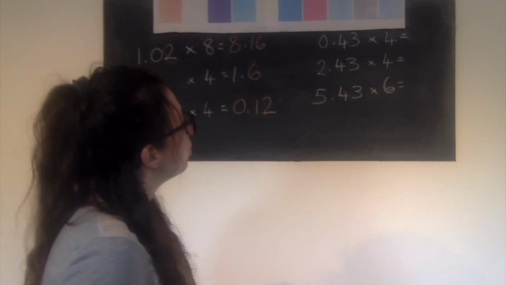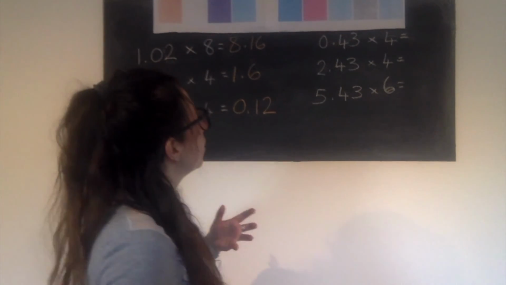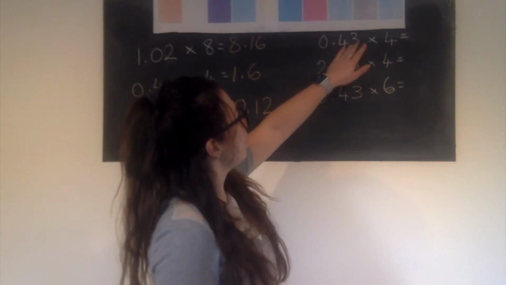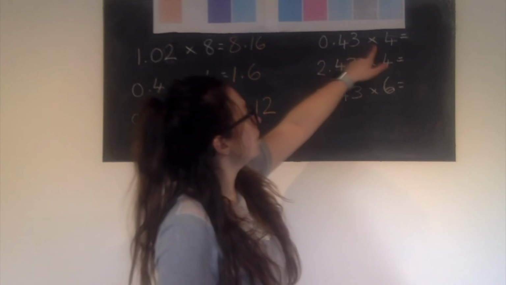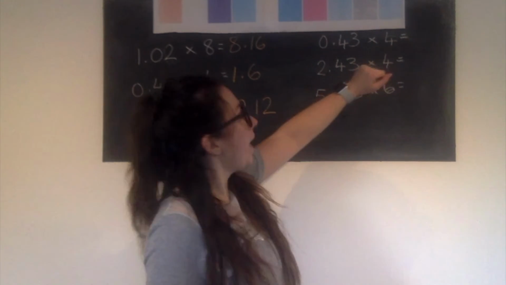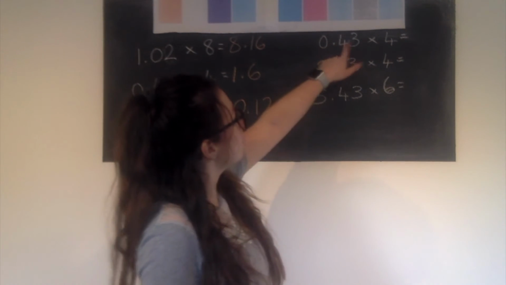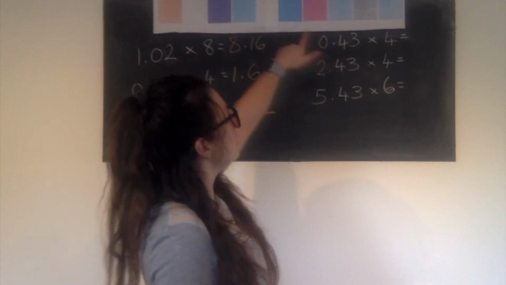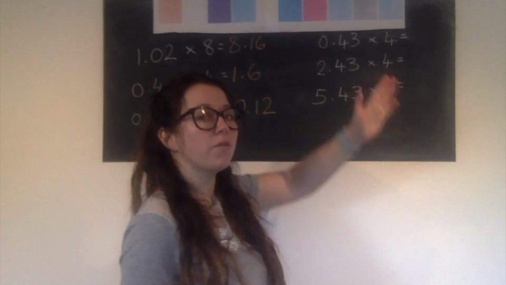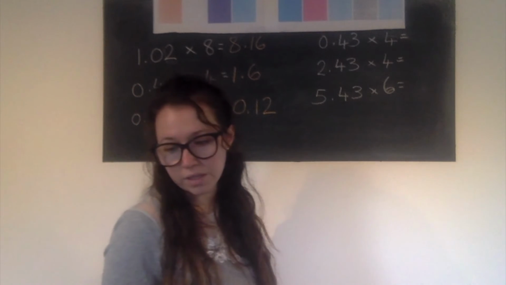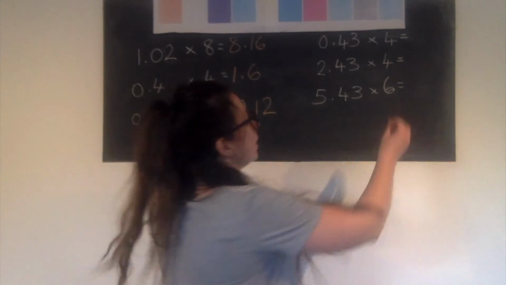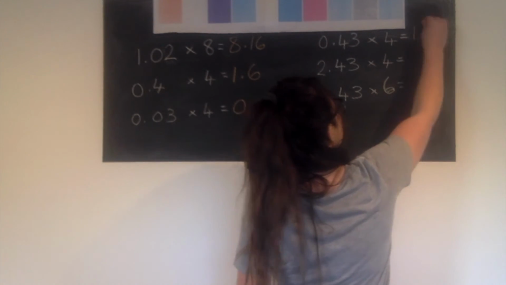The next three are a little bit trickier. We've got more exchanging to do. So I think that it might be easier to turn this into 43 times by 4, but then be careful because you need to adjust your answer. You've made this 100 times bigger, so you need to divide your answer by 100. And the answer that you should have got for that is 1.72.